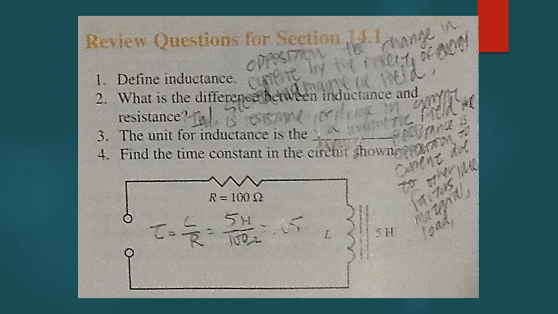Question 4, find the time constant in the circuit shown. For that, we use the formula T equals L, which is inductance, divided by R, or resistance. In this case, 5 Henry divided by 100 ohms gives us 0.05, and that's 0.05 seconds.